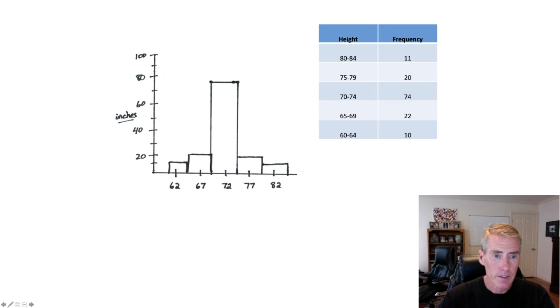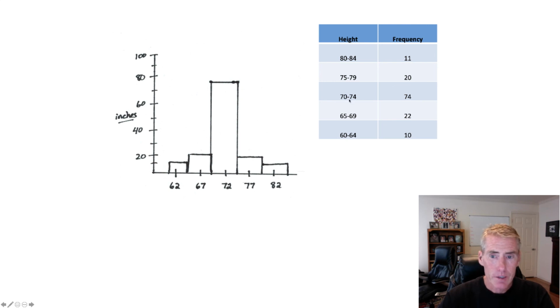By the way, I don't know why that says inches. Just ignore that says inches. That's supposed to say frequency. The next one, the average of a 65 and a 69 is 67. That's right in the middle. So in the middle of the bar, you put a 67 and then have that go up to 22. So right here is 20. So it's just a little bit more. It's 22.